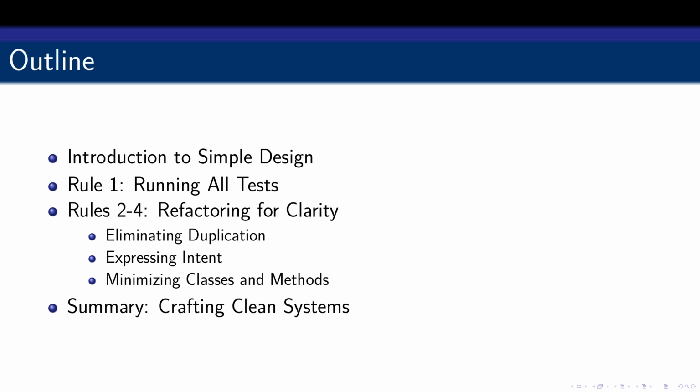We'll start with an introduction to what simple design means, then dive into the first rule, ensuring all tests pass. Next, we'll explore rules 2 through 4, which focus on refactoring for clarity, including techniques for eliminating duplication, expressing programmer intent, and minimizing classes and methods. Finally, we'll wrap up with a summary on crafting clean systems. This structure will guide us through creating robust, maintainable software.